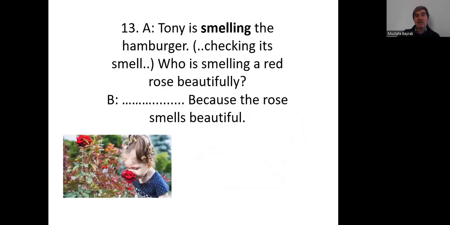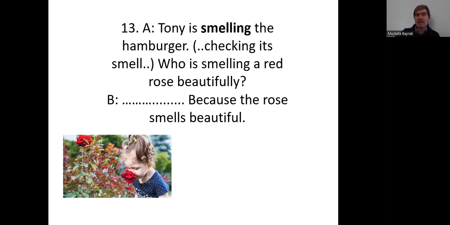Now, 13. What about action? Using it as an action verb. Tony is smelling. I think it is like this in your native language. Smelling the hamburger means checking its smell, controlling the smell of the hamburger.